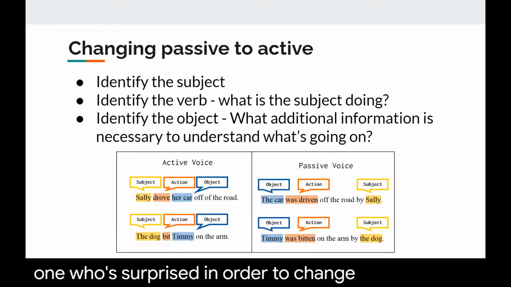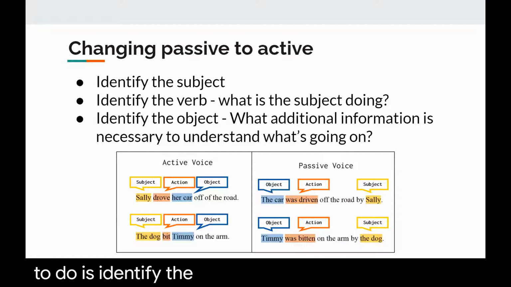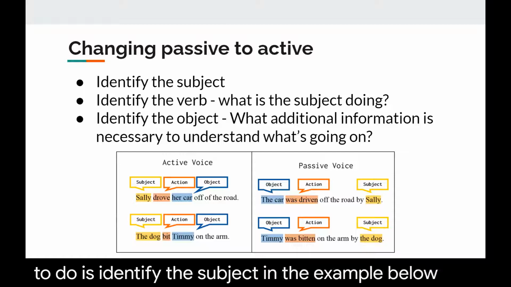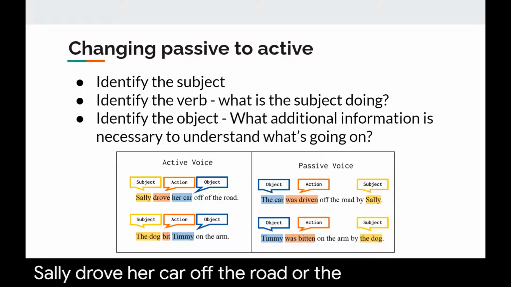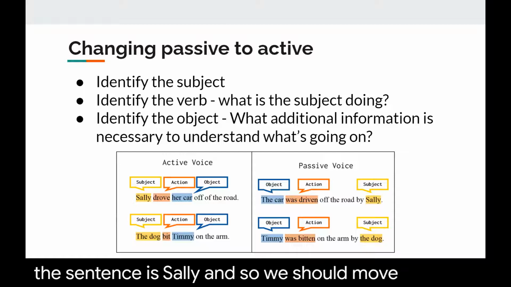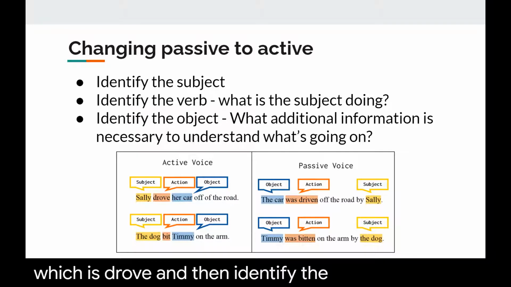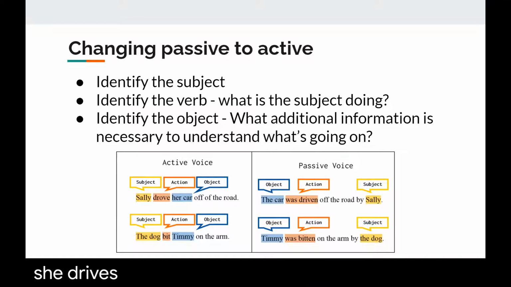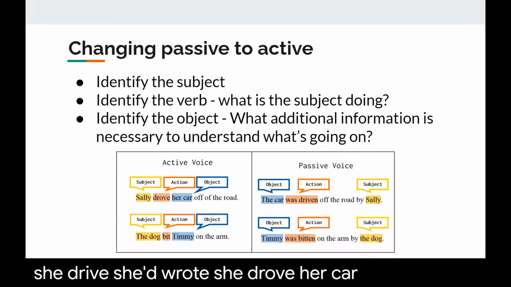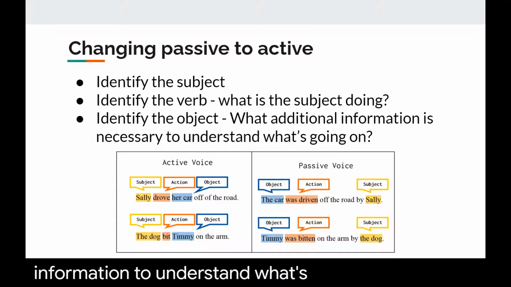In order to change a sentence from passive to active voice, the first thing you need to do is identify the subject. In the example below, "Sally drove her car off the road," or "the car was driven off the road by Sally," we can tell that the subject of the sentence is Sally. And so we should move that to the front of the sentence, allow her to do her action, which is drove, and then identify the object. What did she drive? She drove her car and she drove it off the road, which is also necessary information to understand what's going on.